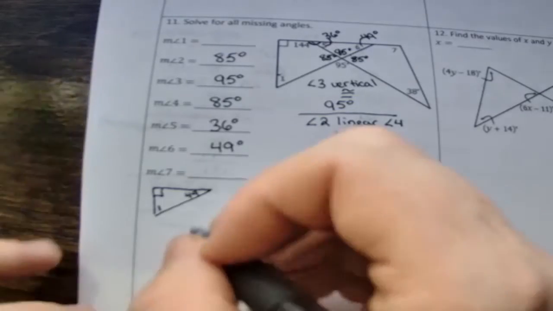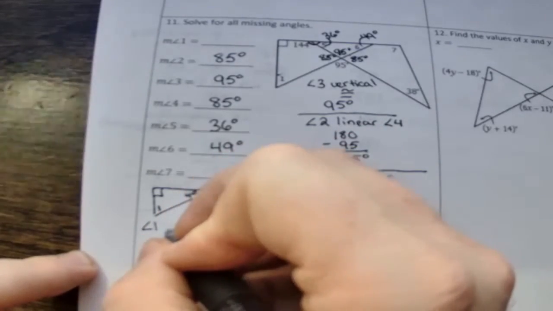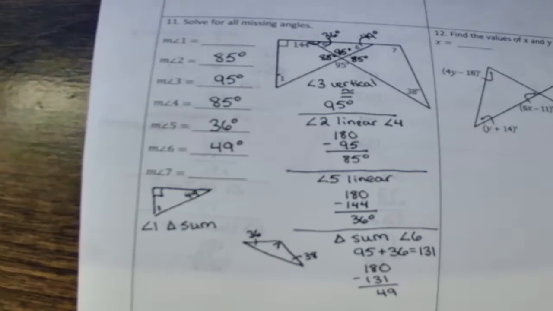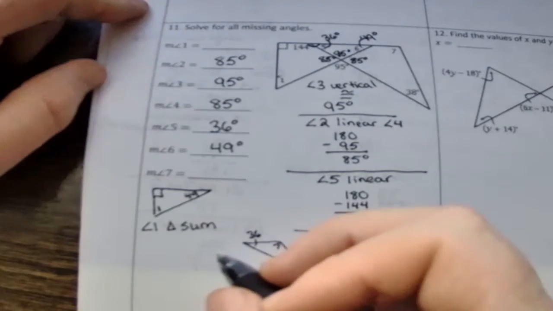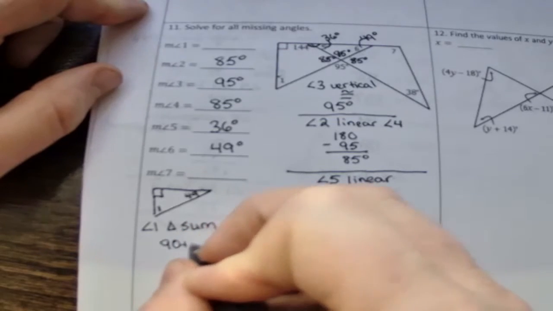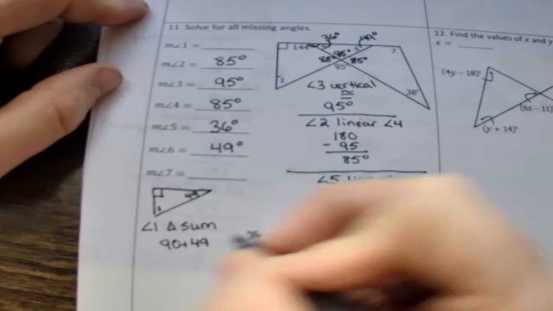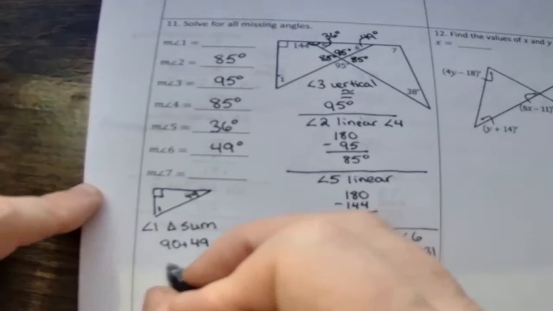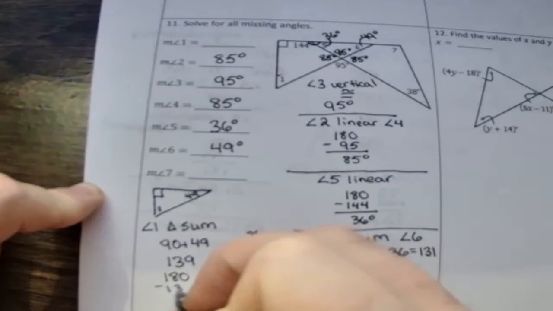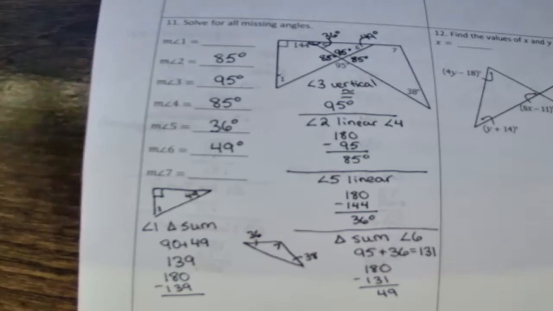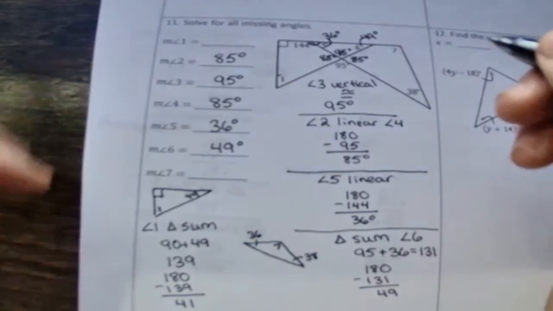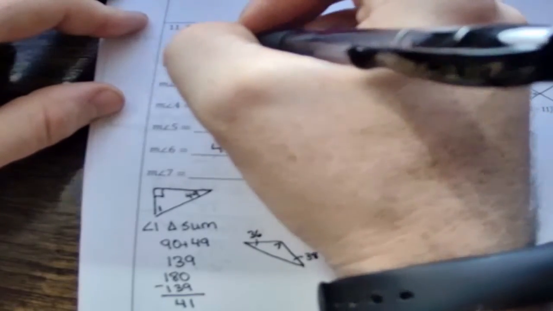So let's do this one first. So we're going to find angle 1 using triangle sum, because we know all angles inside a triangle have to add up to 180. Now we do 90 plus 49, which is going to equal 139. So if we do 180 minus 139, we would get 41. So angle 1 is 41 degrees.